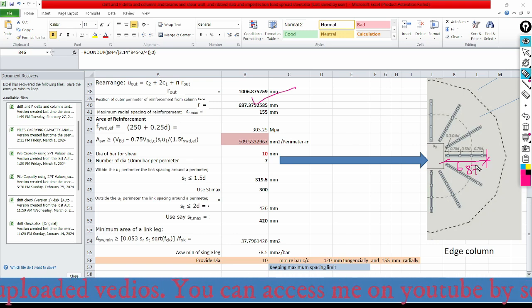And if we reduce this distance, we are exposing a portion of the slab to shear, because there will be some portion of the slab which will not be reinforced. So in that case, punching failure will happen. So we need to take a minimum of 687 millimeter distance from the face of the column to the last location of the shear reinforcement. So we can use 700 millimeter roughly, and we will see it in AutoCAD.